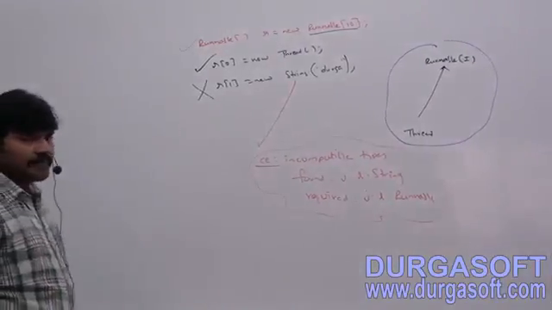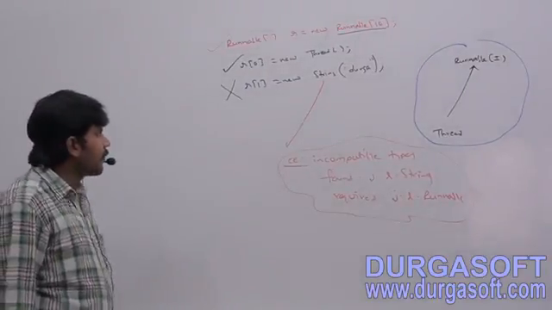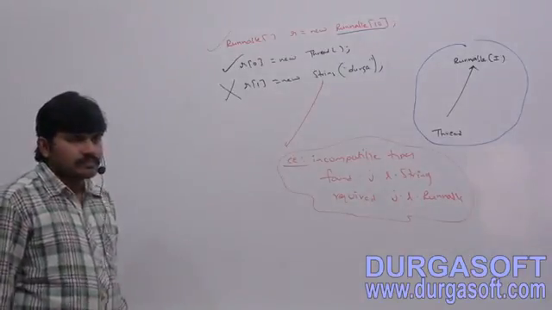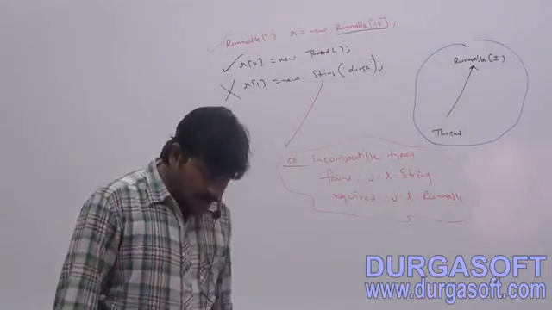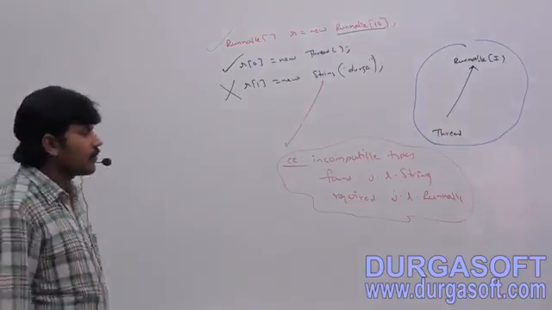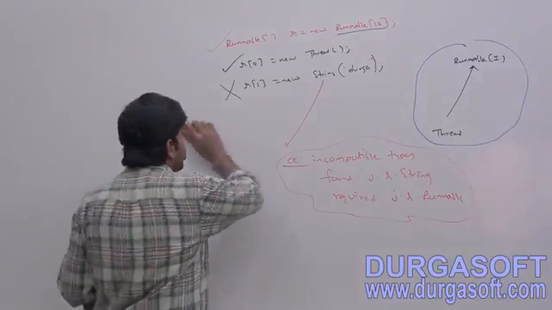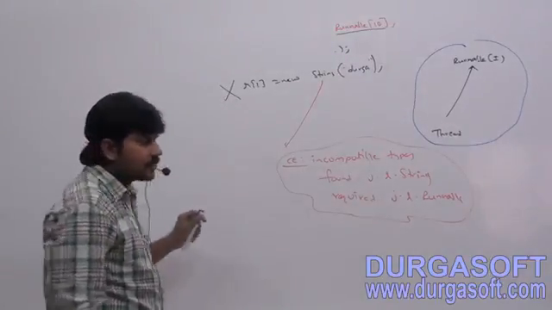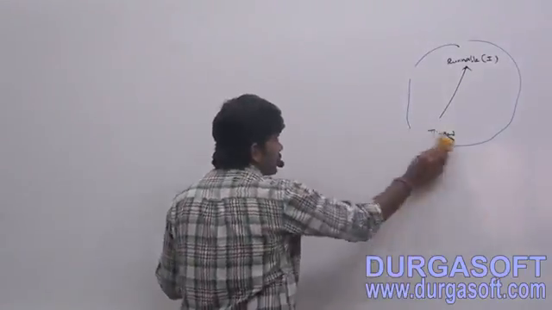Runnable[] r = new Runnable[10]; r[0] = new Thread(); r[1] = new String("Durga"); Incompatible types. Found: java.lang.String, required: java.lang.Runnable. Clear, right? Okay. Next, sir, let me summarize whatever cases we covered.